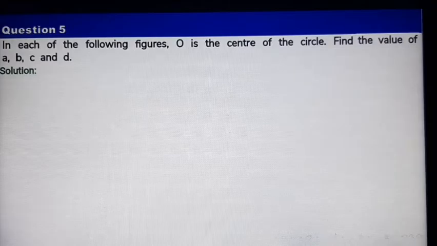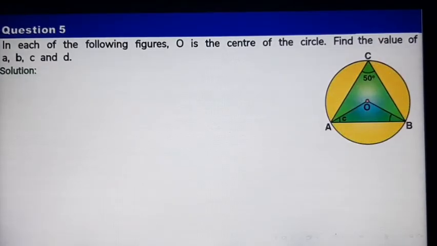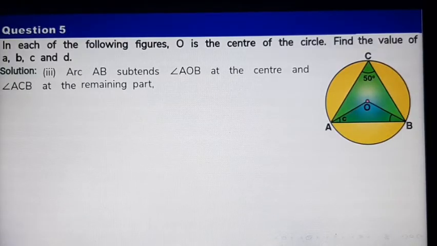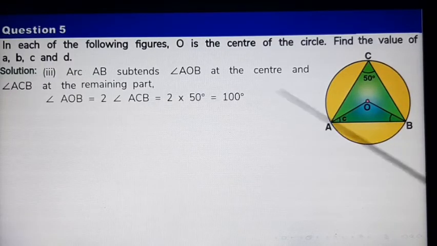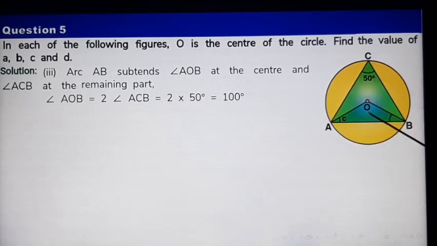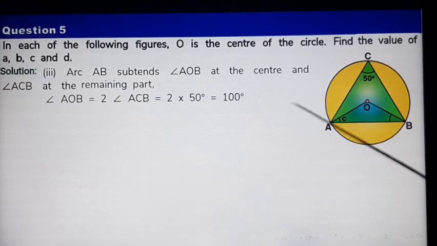Now let us move on to the next diagram, this one. Here we need to calculate the value of C. It is clearly seen from the figure that arc AB subtends angle AOB at the center and angle ACB in the remaining part of the circle, right? That's what is written out here. So angle AOB will be double angle ACB. If this is my 50, then this is obviously double, that is 100.